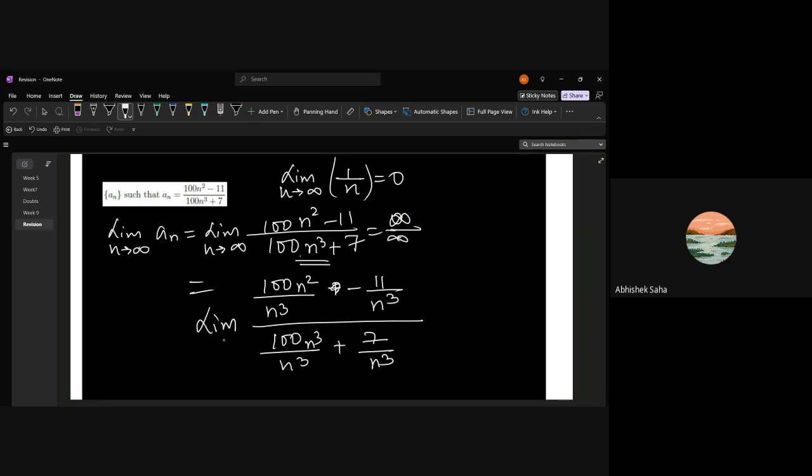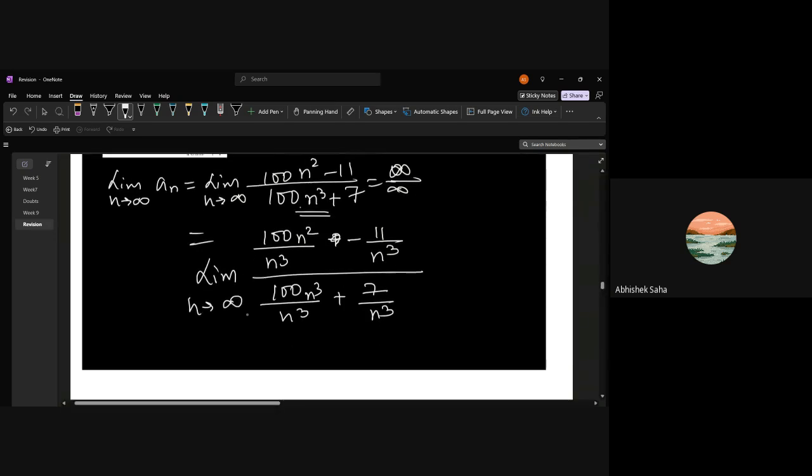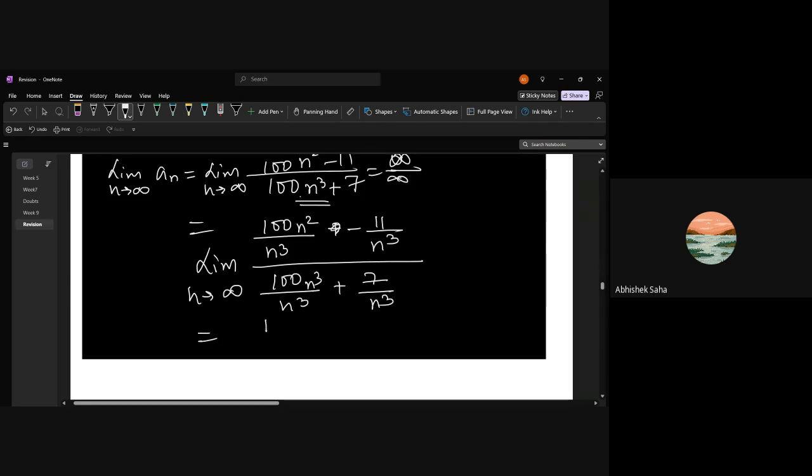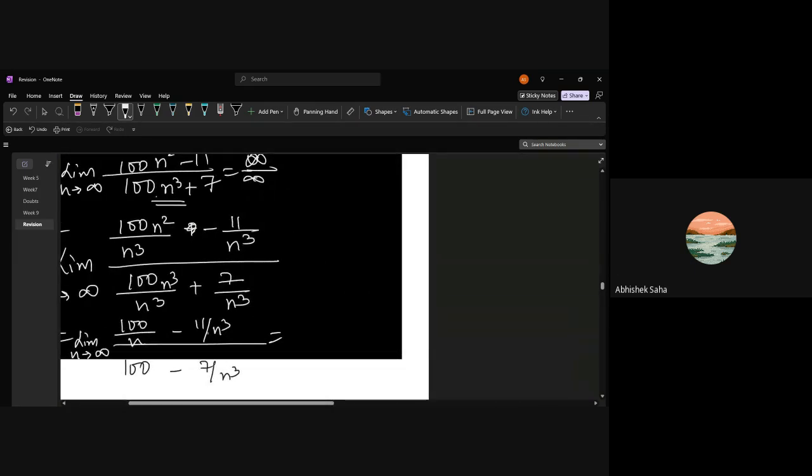Limit n tends to infinity. So here it is coming out to be 100 upon n minus 11 upon n cube, upon 100 plus 7 upon n cube, limit n tends to infinity. So what will be the value we will get? If n tends to infinity, 1 by n becomes 1 by infinity, which is 0. This will also become 0. It will become 0 by 100. That is equal to 0.